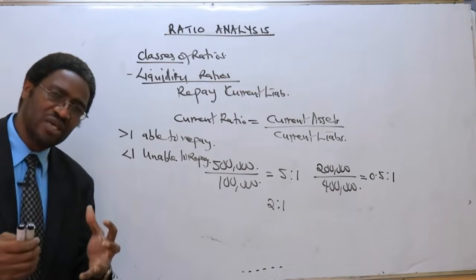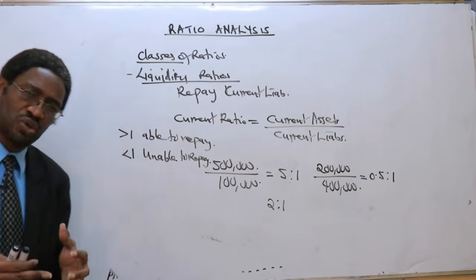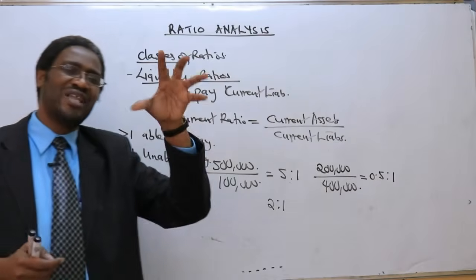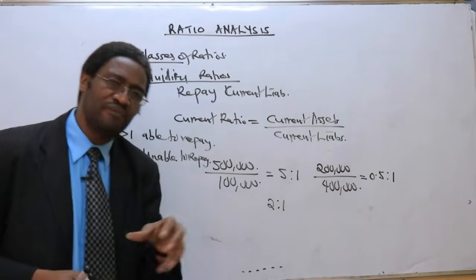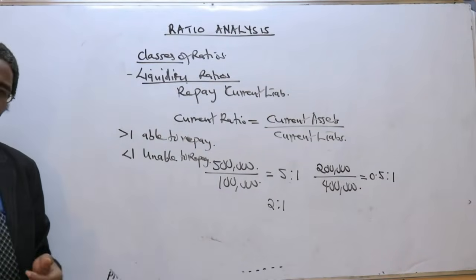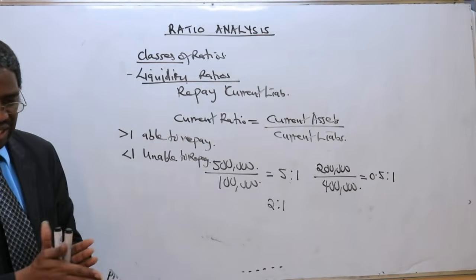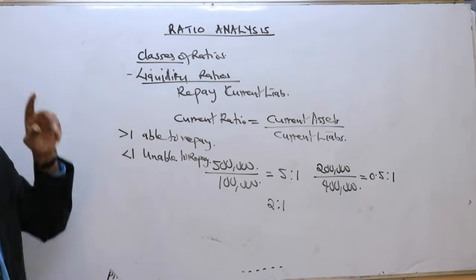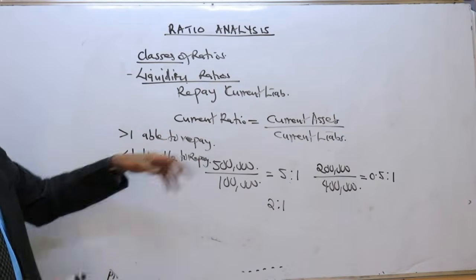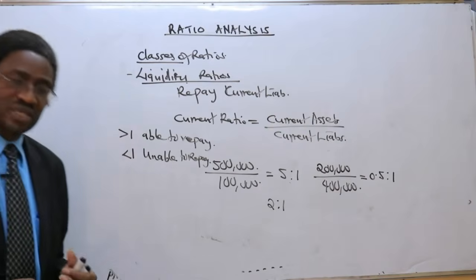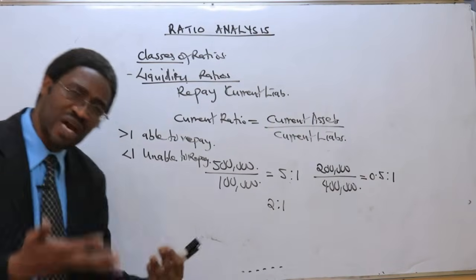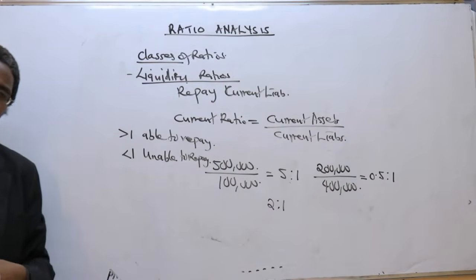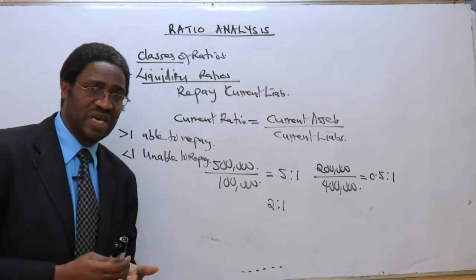So we are saying when it comes to current ratio, the ratio being a liquidity ratio, we have said it measures the ability of a firm to repay its current liabilities. That ratio is what it is about. And the one ratio for it is what we call current ratio, where it's determined by taking current assets and dividing by current liabilities.